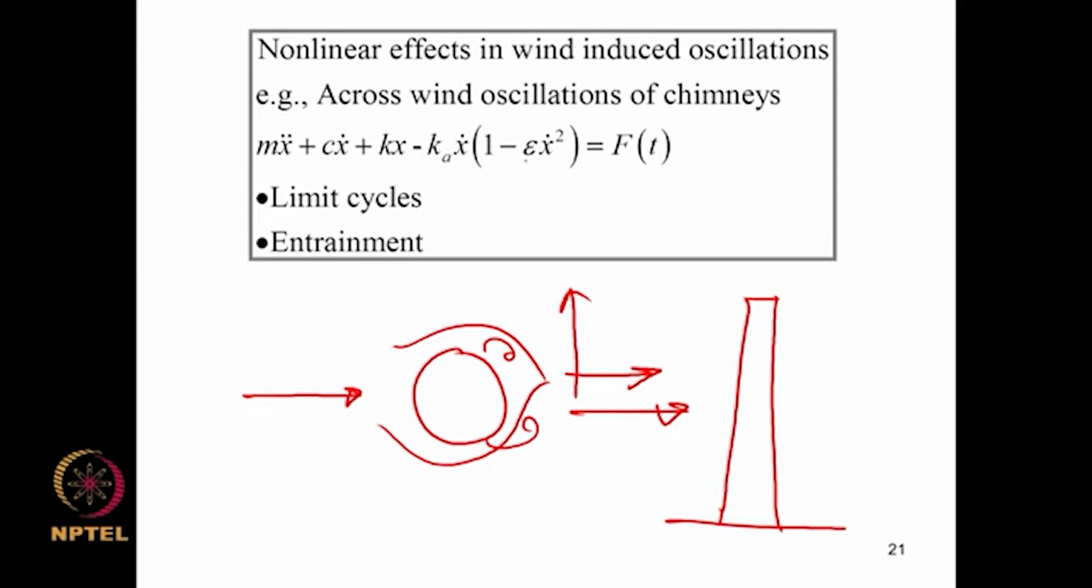You can see here that for small x dot, the term inside the parenthesis will be less than 1, and the net effect of this term will be negative. It is like a negatively damped system, and small oscillations tend to grow. For large amplitude oscillations, the term here becomes positive and induces a positive sign on this, and large amplitudes tend to decay. So, in free vibration, the system displays what is known as limit cycle behavior.